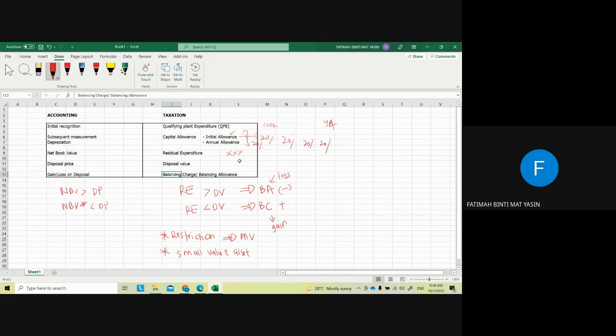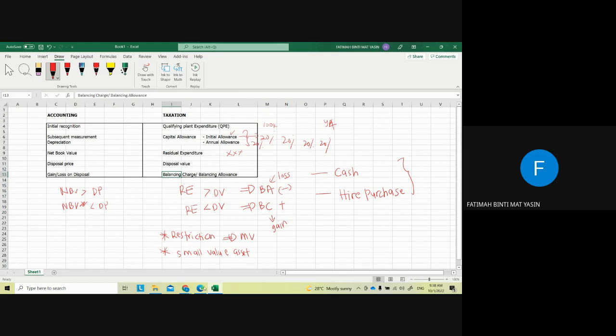Another thing that you need to know is how you calculate the capital allowance if the company acquires the asset by cash, and how you calculate it if the company acquires the asset by hire purchase. How you calculate these two is different. If the company acquired the asset by cash, that one is easier. But if the company acquired the asset through hire purchase, that one is a bit complicated compared to when they obtain the asset using cash.